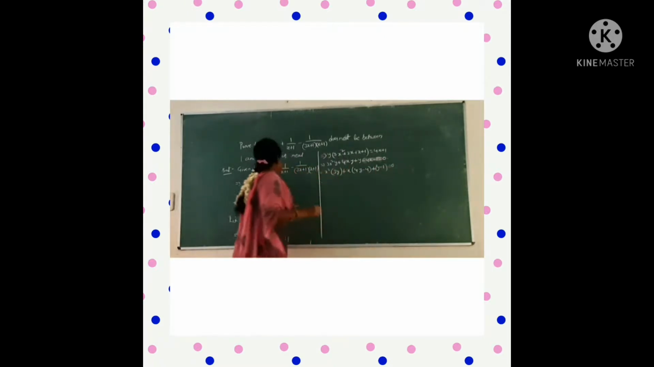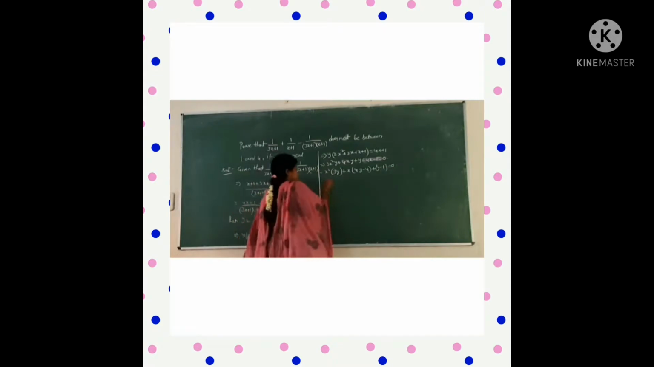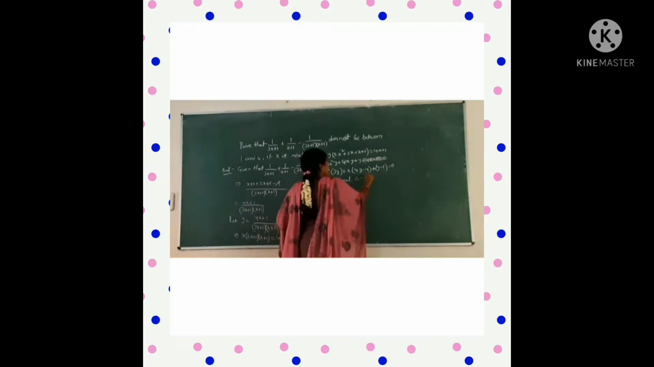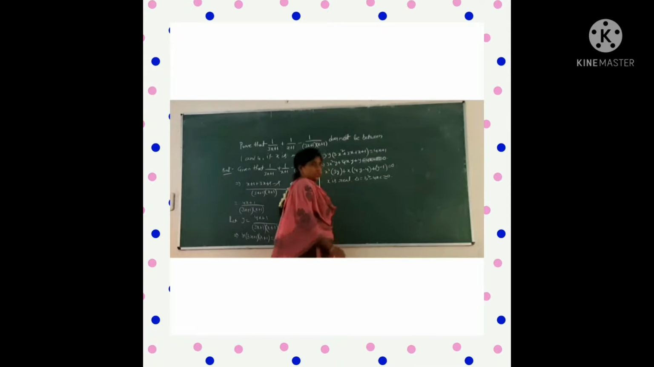Therefore, we are given x is real. That's why we take x is real. So delta is equal to b square minus 4ac is greater than or equal to 0. Okay? See here, b square means 4y minus 4 whole square, minus 4a means 3y, c means y minus 4.